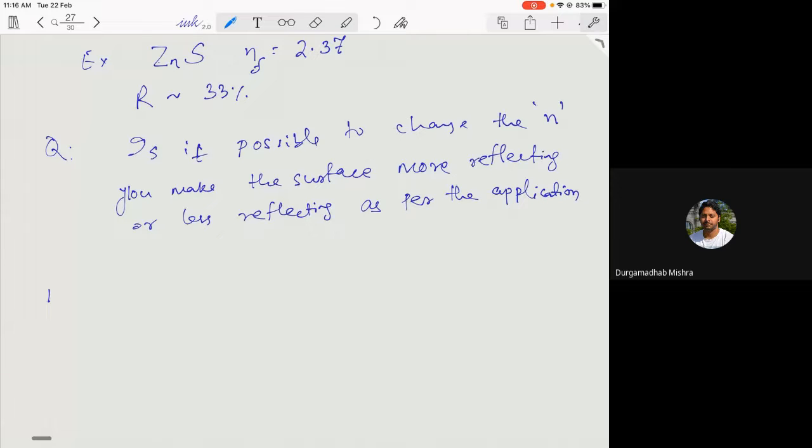So one is the fringe pattern that is observed in an air film trapped between two glass plates.